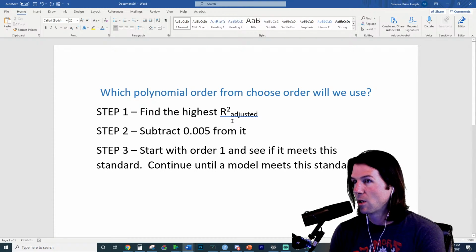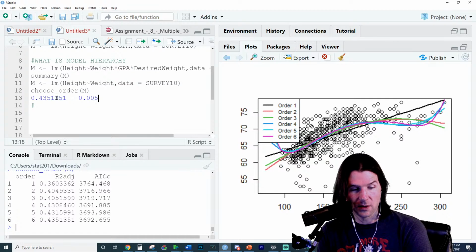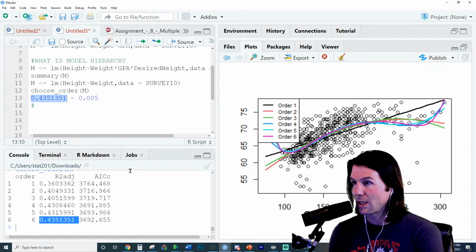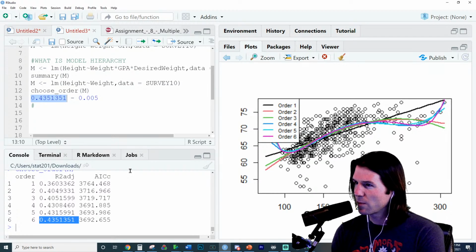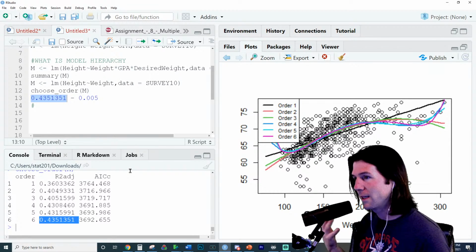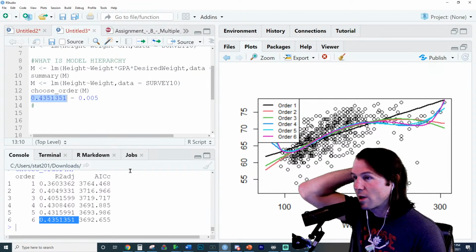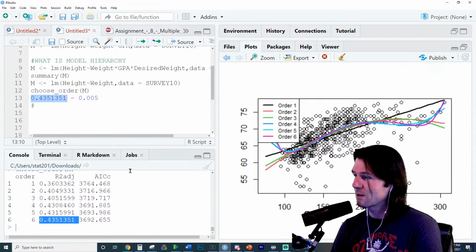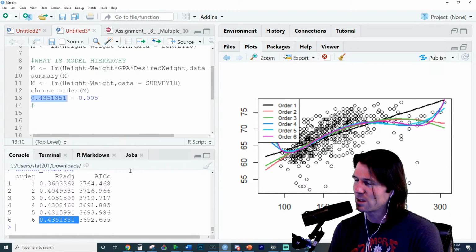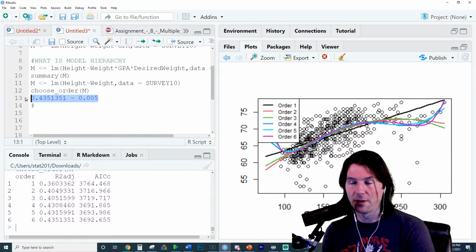Does that make sense? We're going to find the highest R squared adjusted, which we found right here to be this. This was the highest. And so we found the highest. And now we're going to subtract 0.005 from it, which is a very small amount to subtract. But we're going to take a little bit off of it to see if, well, within this would be okay. We're just taking a little bit off of it to lower it just a little bit here. So this is step 1, and this is step 2.